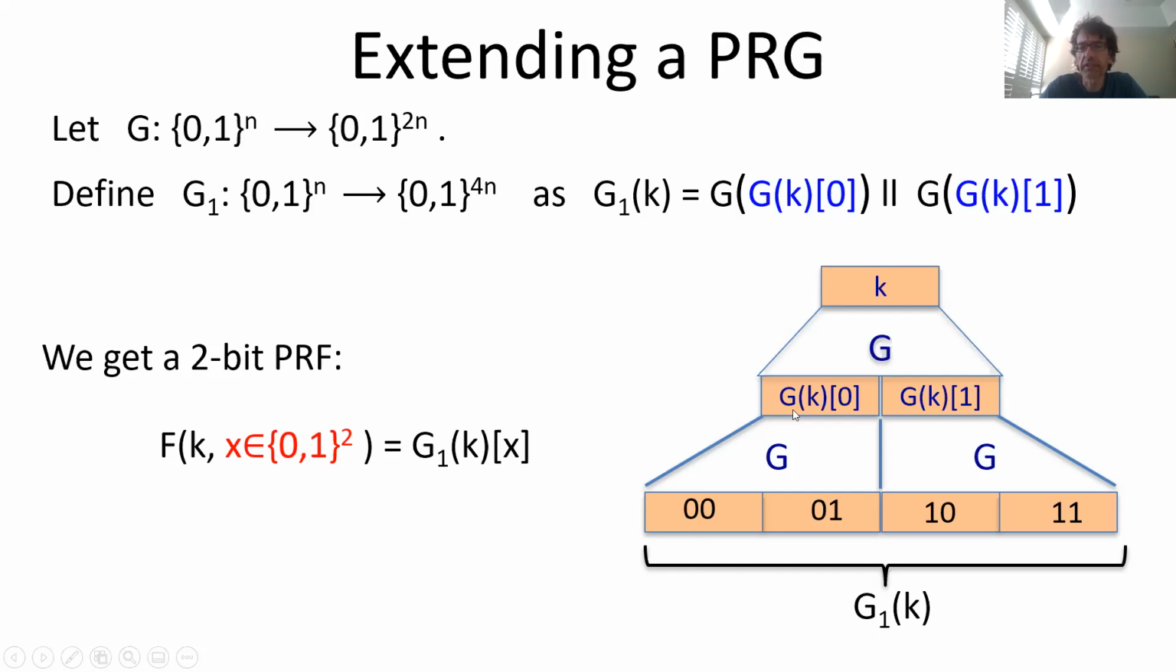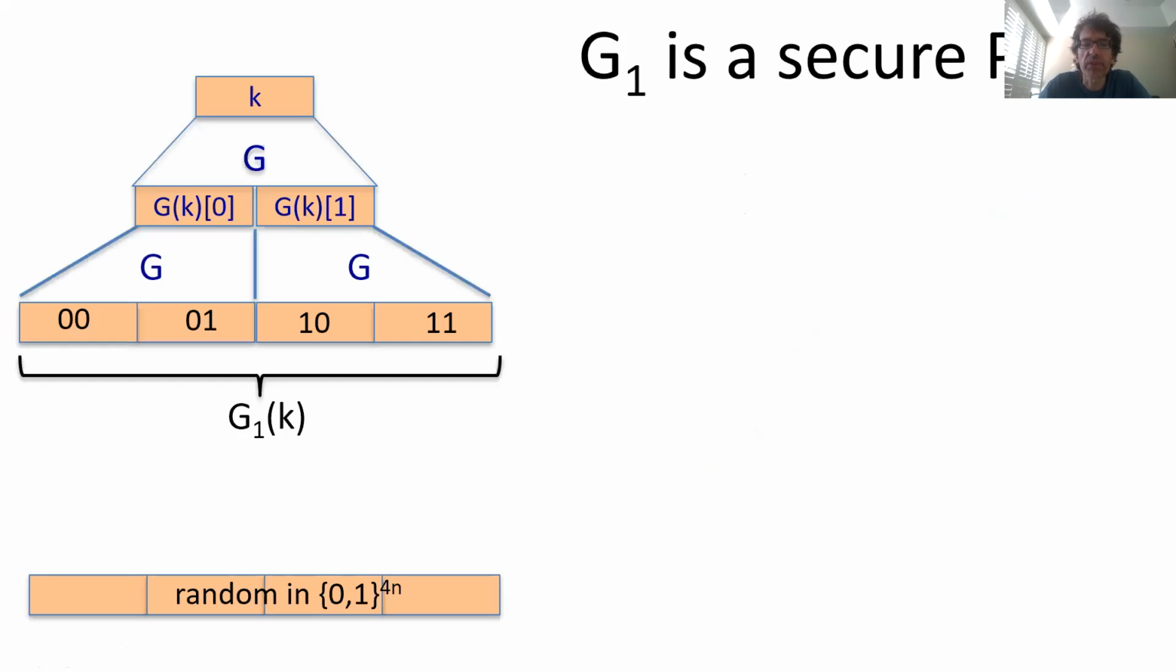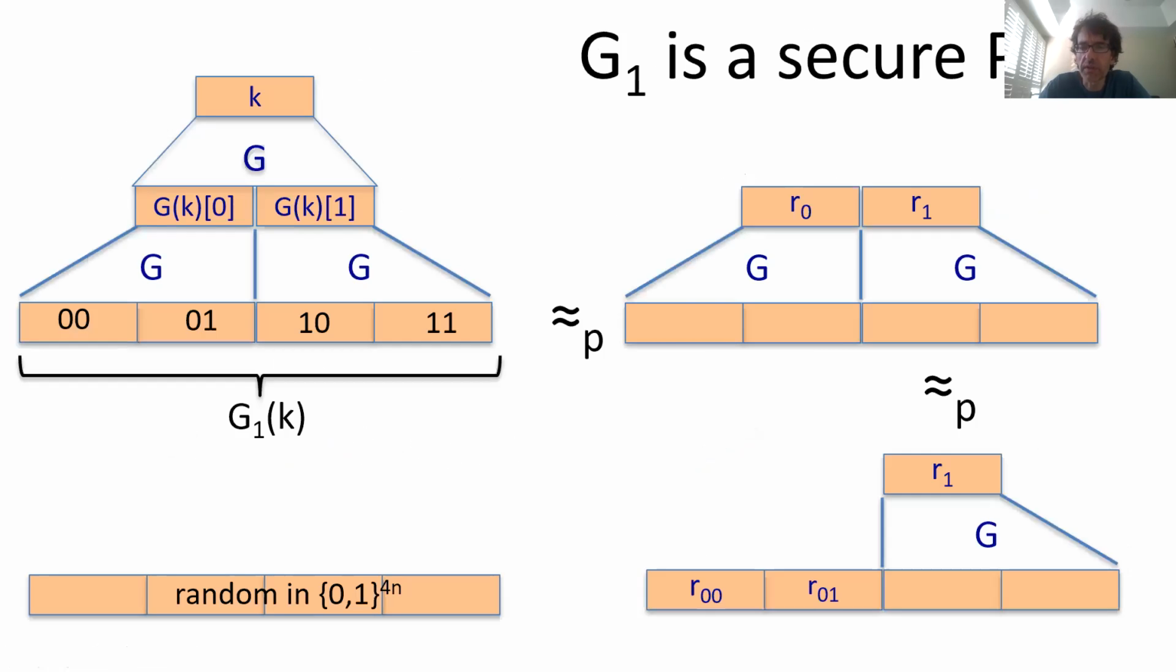And again, without loss of generality, the adversary just gets all 4 blocks on 4 different arguments. And we already argued that this is a secure PRG. We argued it a few lectures back. So this row is indistinguishable from a random string. So this is the argument that we had. Why these 3 G's form a new PRG from n bits to 4n bits.